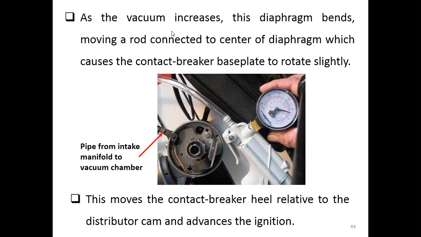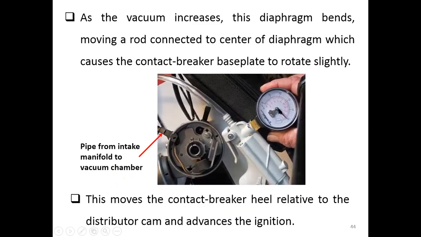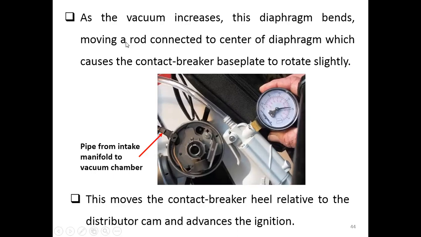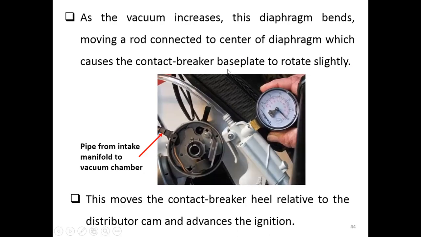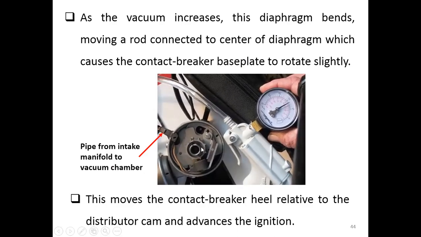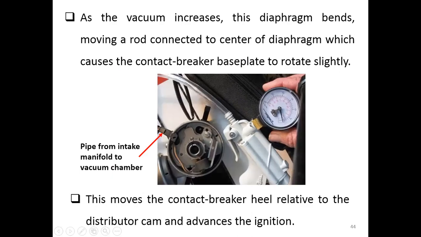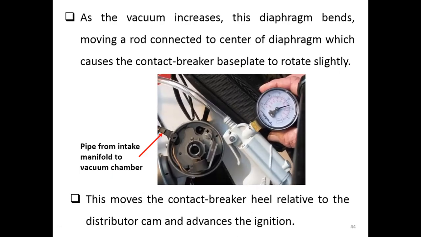When vacuum happens, see the gate. This is the vacuum gate here. The diaphragm will bend and move the rod connected to the center of the diaphragm, which causes the contact breaker plate to rotate left and right, like this. This will move the contact breaker heel relative to the distributor cam and advance the ignition, because the cam is connected with the breaker point. So it opens and closes the breaker point, and the cam will move according to the motion of the cam plate.